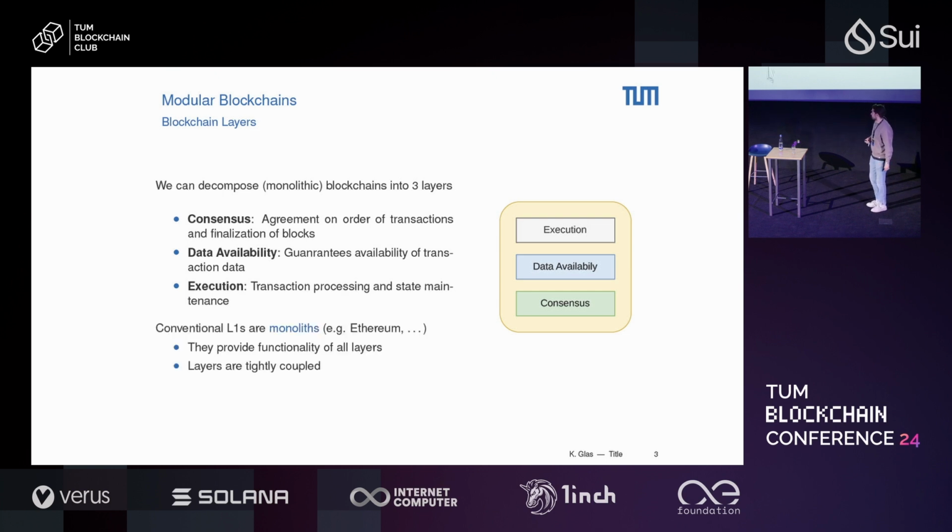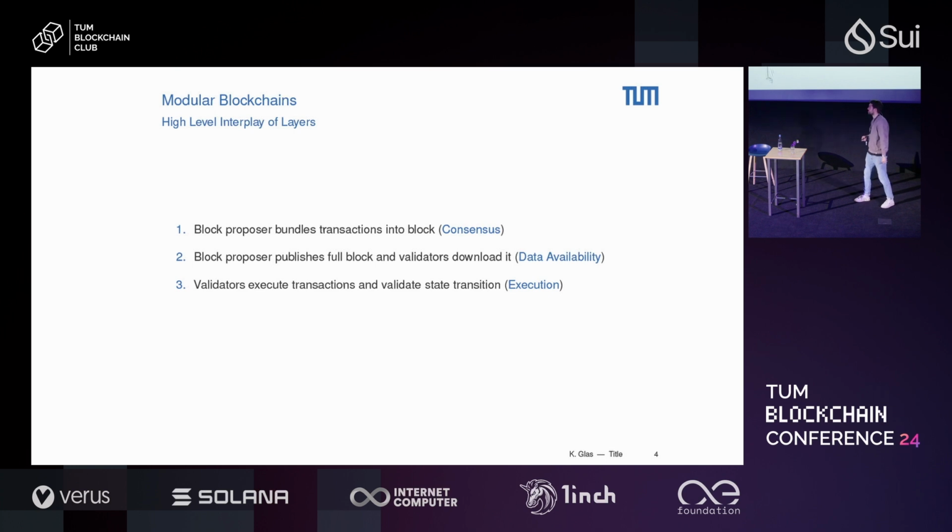All right, those conventional layer ones, or conventional blockchains like Ethereum, are monolithic, meaning that they provide the functionality of all of those layers, and those layers are tightly coupled. So there's a tight interplay between them. Let's have a very high-level overview of how this interplay looks. In the first step of a round, a block proposer takes a bunch of transactions and bundles them into a block, which is of course part of the consensus layer.